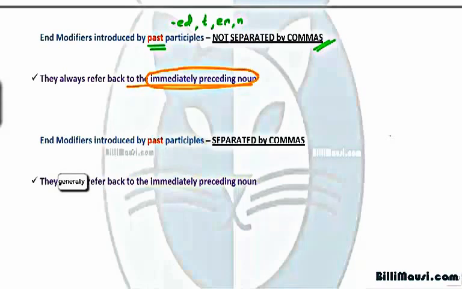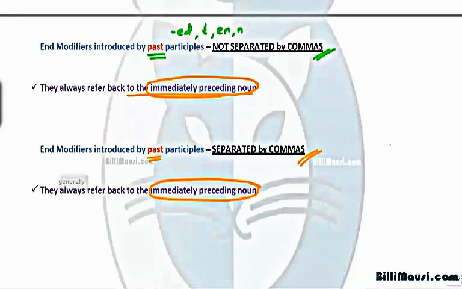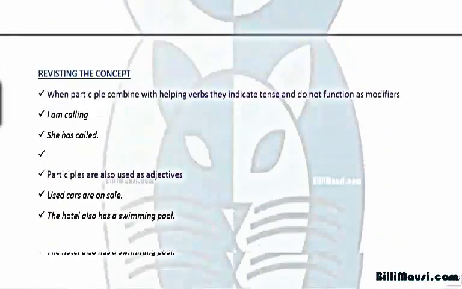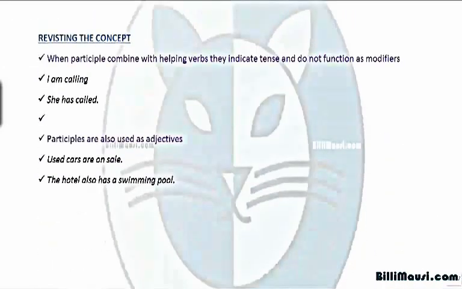End modifiers introduced by past participles separated by commas also refer back to the immediately preceding noun. So there is not much of a fight. So this is very easy. We'll do an example also in the upcoming videos. Let's revisit the concept.